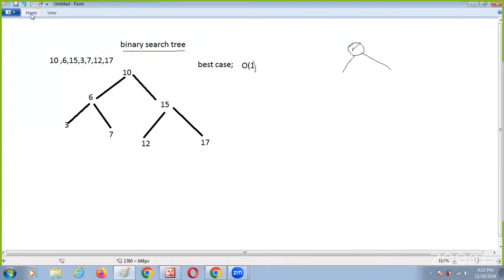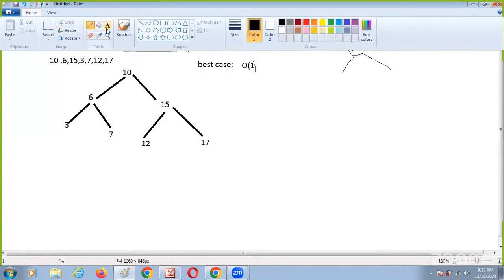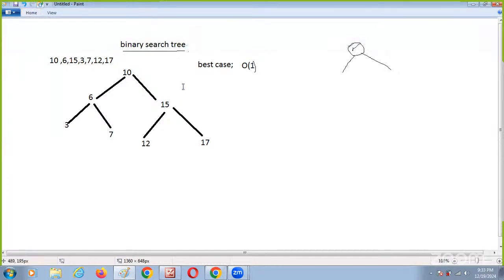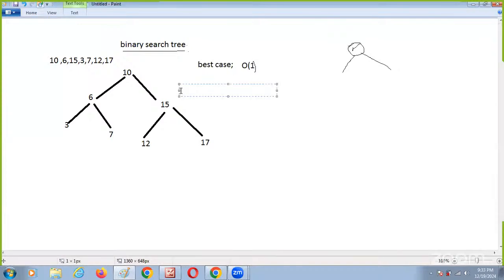Now, what is the worst case time complexity? Can you please tell me the worst case time complexity for this tree? At least tell me for this tree. What is the worst case time?